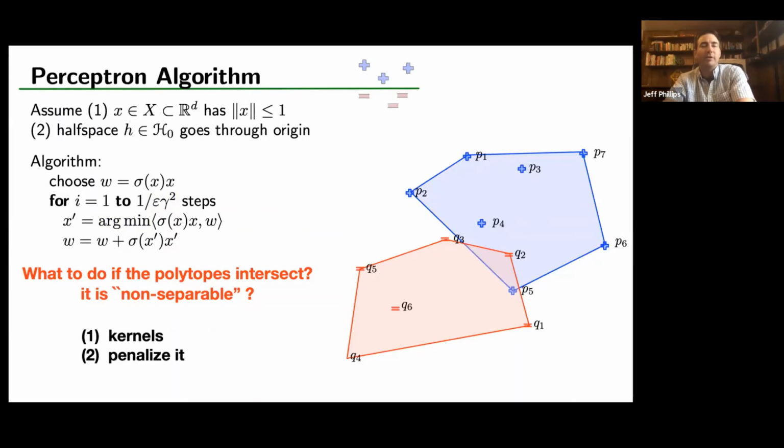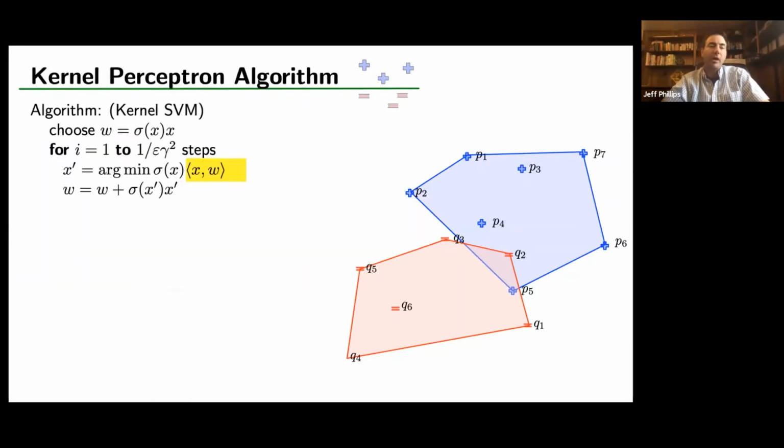And so there are a couple of ways that this is dealt with. You can make it a nonlinear thing through kernels, or you can add some penalty term. And I'll more briefly talk about both of these again from the geometric point of view. Okay, starting with kernels. I have a question.